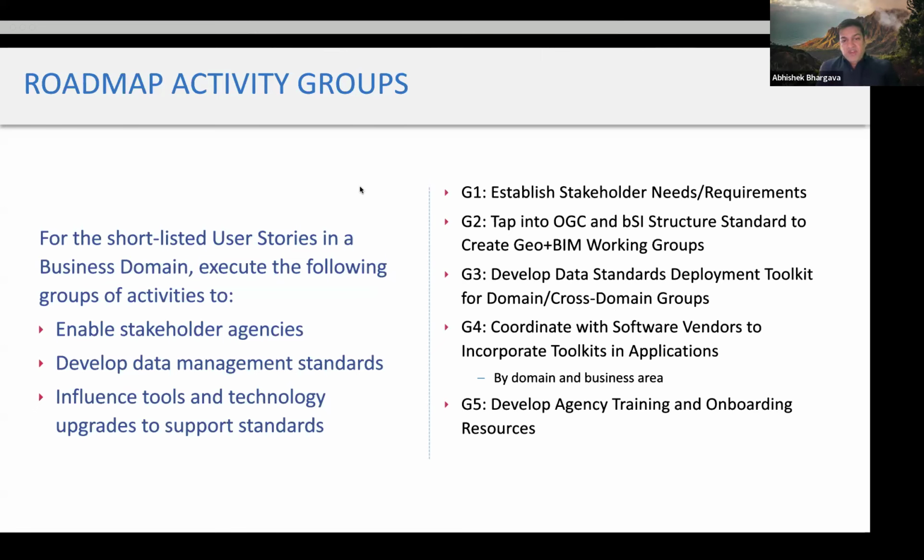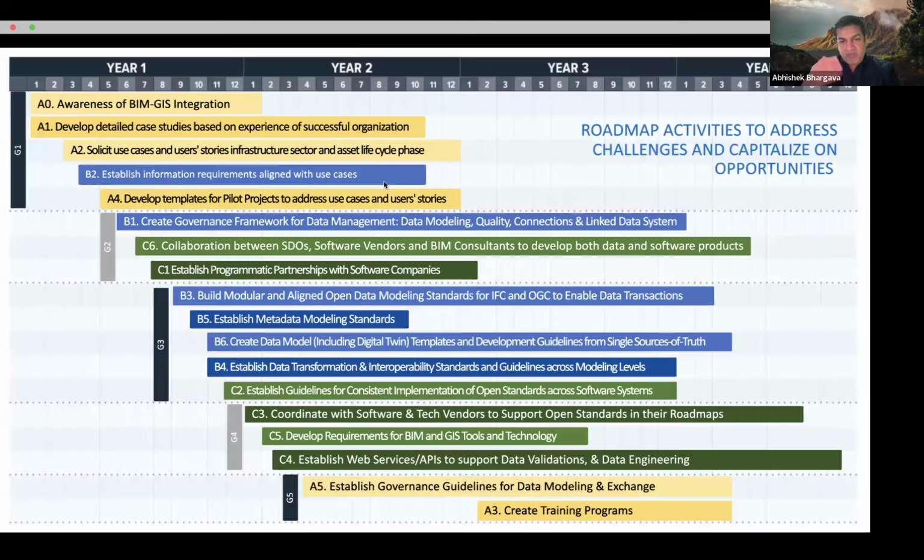So with these five groups of activities, the next slide is going to show the specific list of all the activities that fell under each of the groups. G1, G2, G3, G4, and G5 here show the bands of these activities. I'm not going to go through and read all of these activities, but one thing I want to quickly highlight is, number one, the activities that you see in yellow are essentially the activities that are addressing the challenges associated with adoption of BIM-GIS standards at the owner agencies.